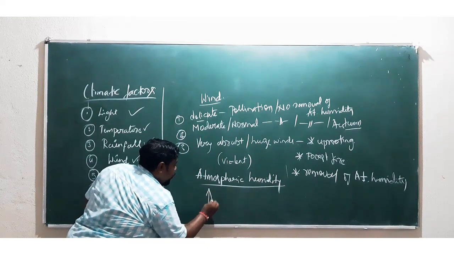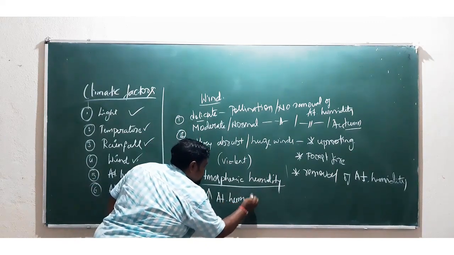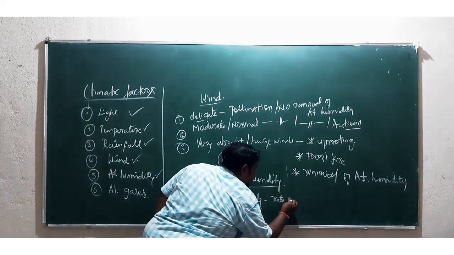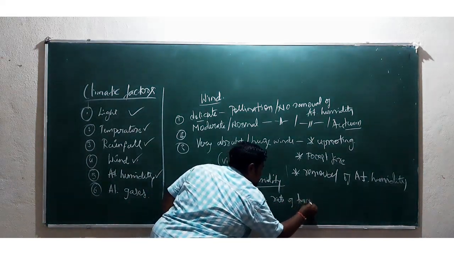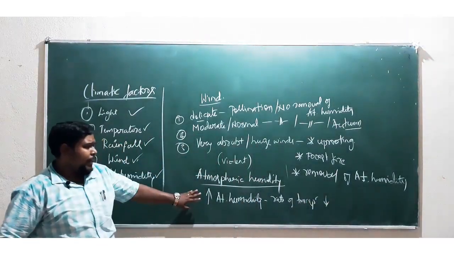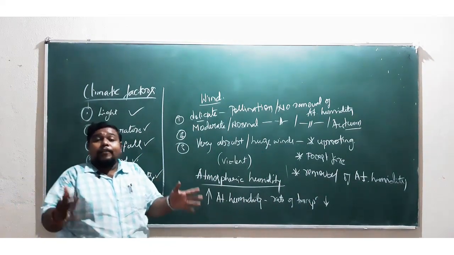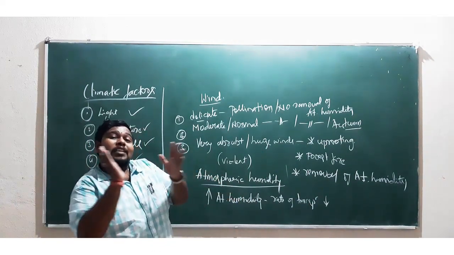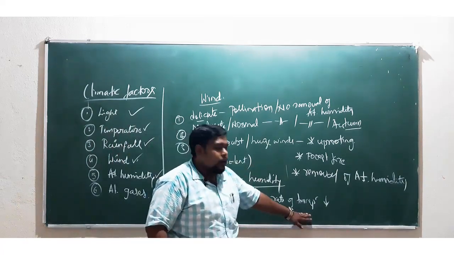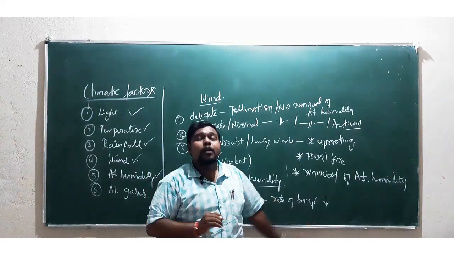When there is more atmospheric humidity, the rate of transpiration decreases. When there is more atmospheric humidity, that means there is more moisture content in the air. This results in less transpiration. No problem to the plant, or no harm occurs to the plant here.